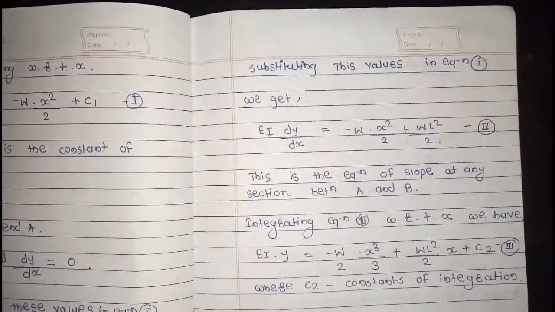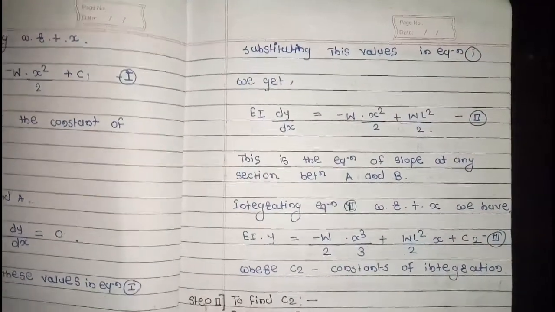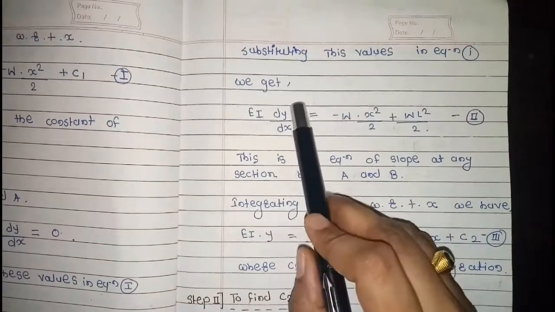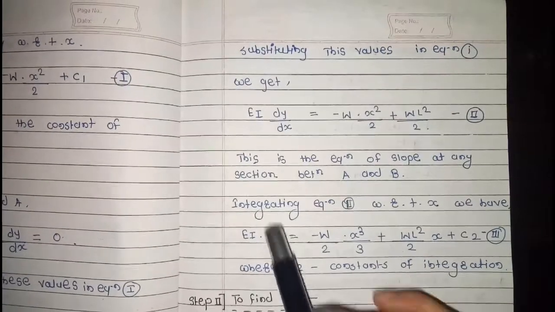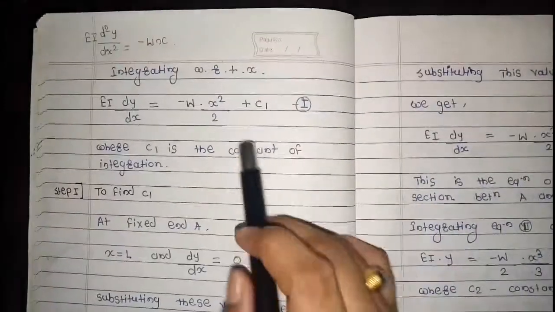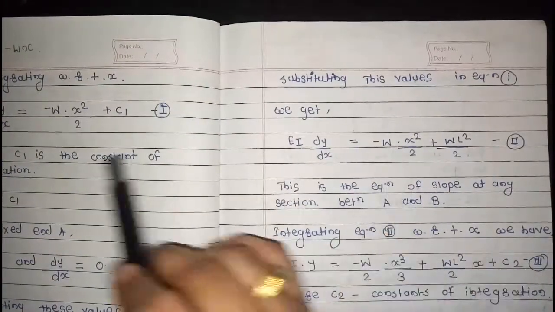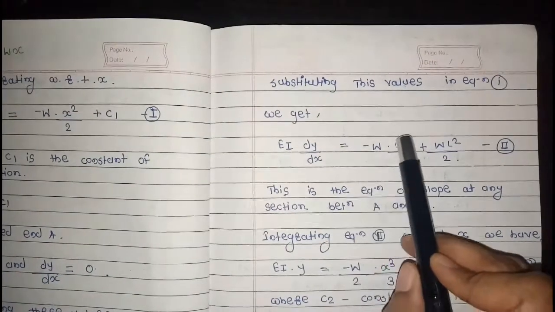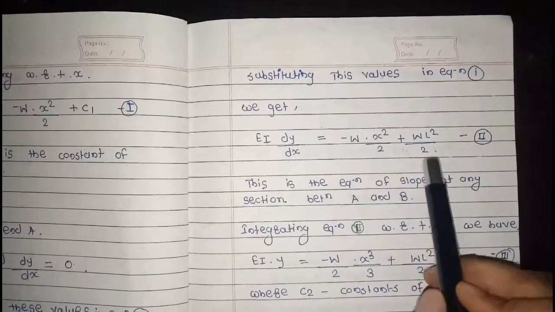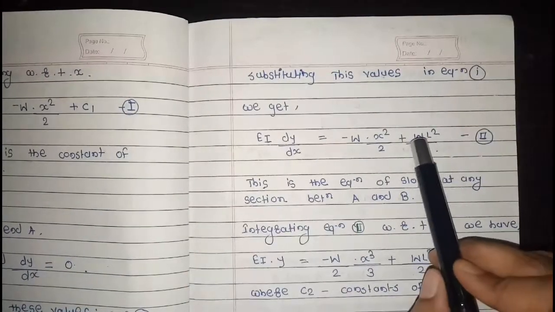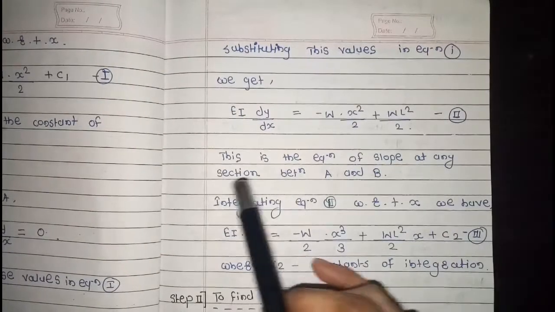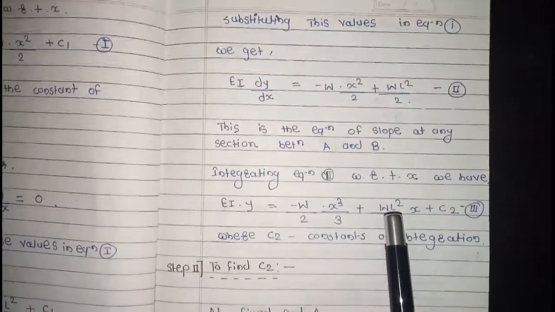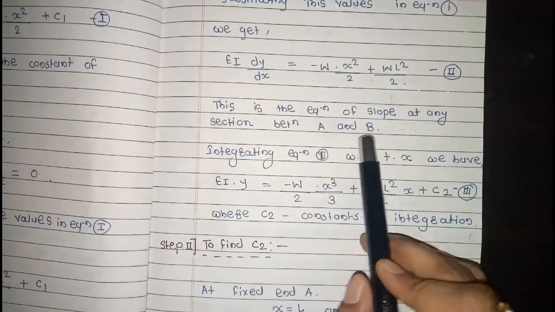Substituting this value in equation 1, we get EI dy by dx is equal to minus W into x square by 2 plus WL square by 2, where the value of c1 is WL square divided by 2. This is equation number 2, the equation of slope at any section between A and B.